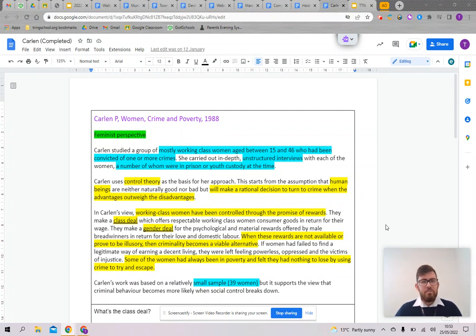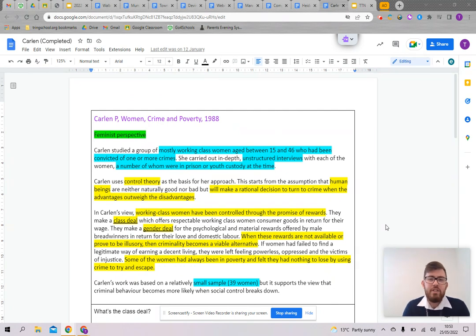Now, I don't believe that Carlen aligns with sort of Marxist feminism, but I could be wrong with that one. For all intents and purposes, all you need to know is that she is a feminist and she did actual research, rather than just drawing on a theory. She actually went out and did some research to find out what she wanted to find out. Okay, and that's what we're going to discuss here today.